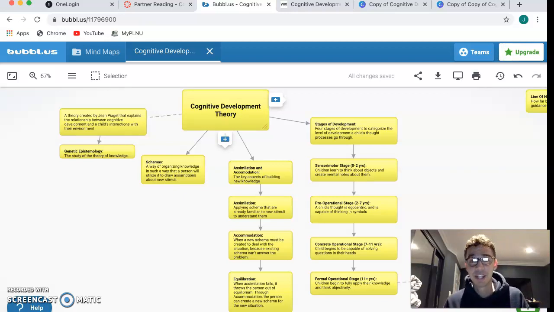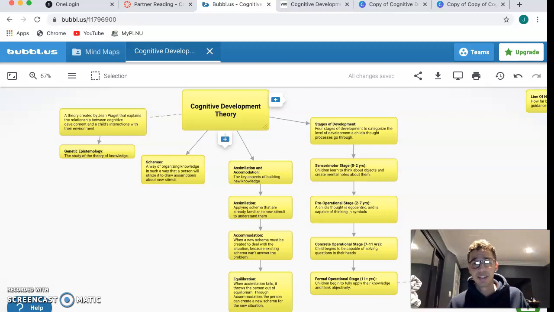And then there's accommodation. This is when a new schema must be created to deal with the situation because existing schemas can't answer the problem. You're going to run into stuff that your existing schemas, or the files in your head, won't be able to answer your new questions. And so in order to get the answer that you're looking for, you need to accommodate and create those new schemas.